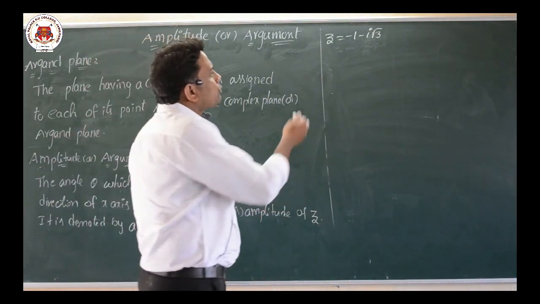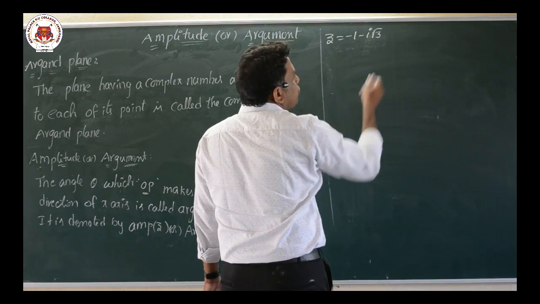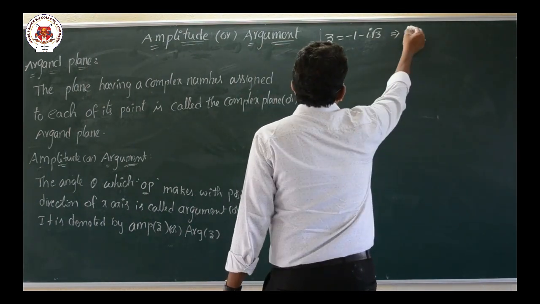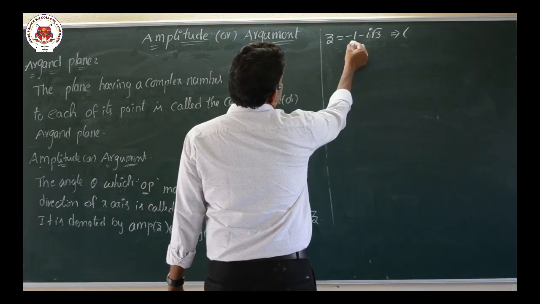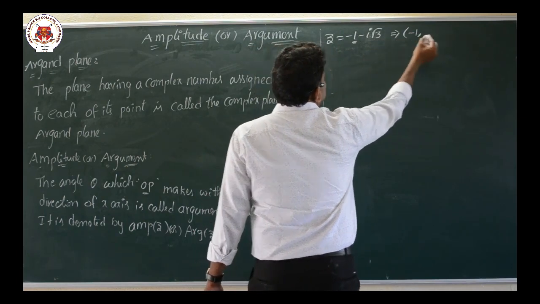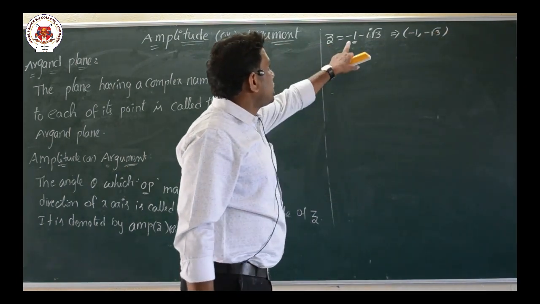So first of all, this is a complex number. You have to convert it into the form of an ordered pair. The real value is minus 1, and the imaginary part is minus root 3. I said we have to consider the sign also. So the point is minus 1, minus root 3.